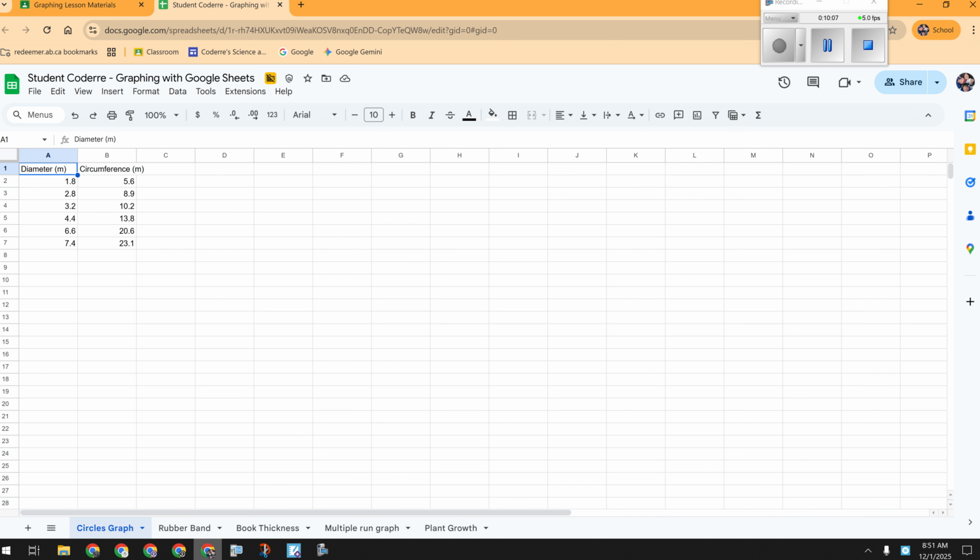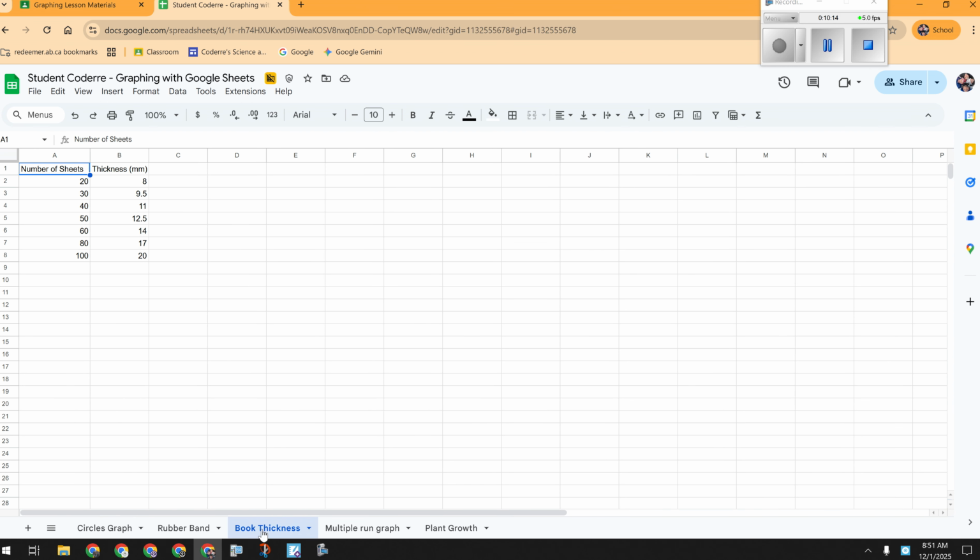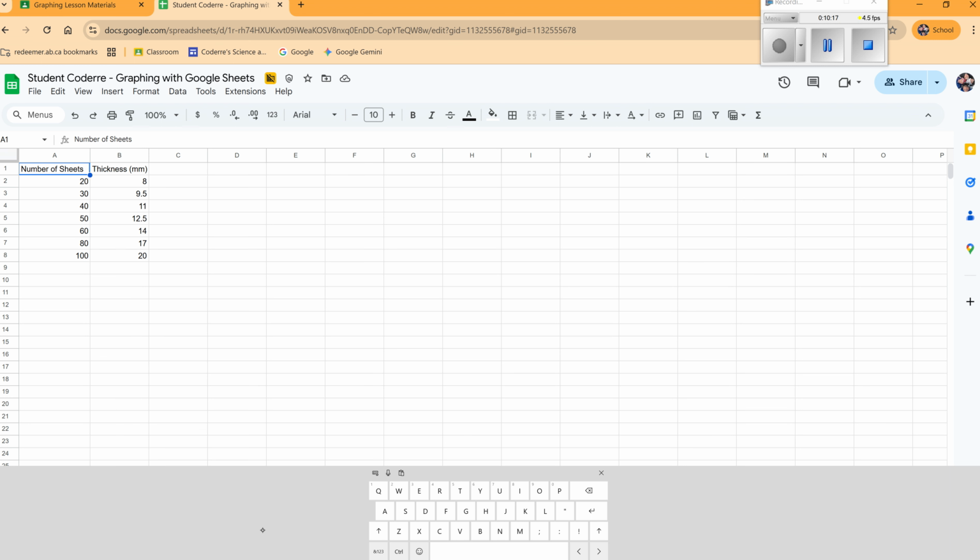When you open this up, you'll see a few different tabs down at the bottom. I want you to just go to book thickness. Now, I want you to follow along with me up here on the board. I'm going to show you how to build this line graph in Google Sheets. This is a graph of the number of sheets in a book versus the thickness of that book.